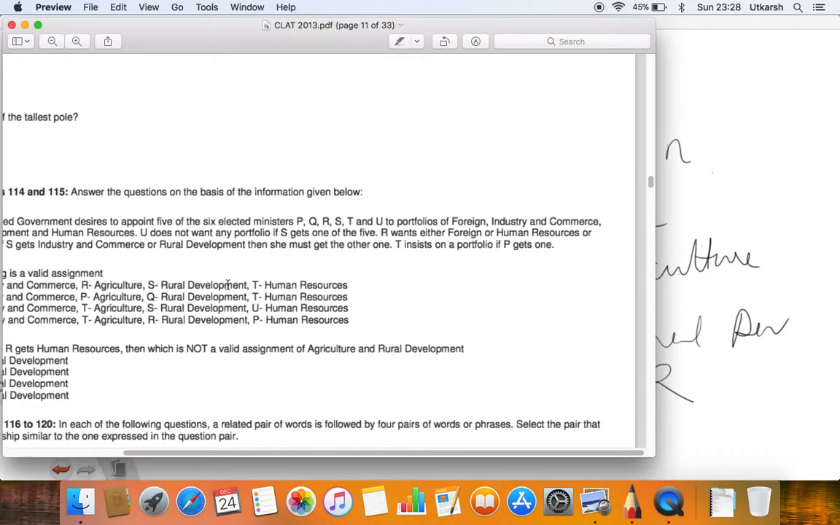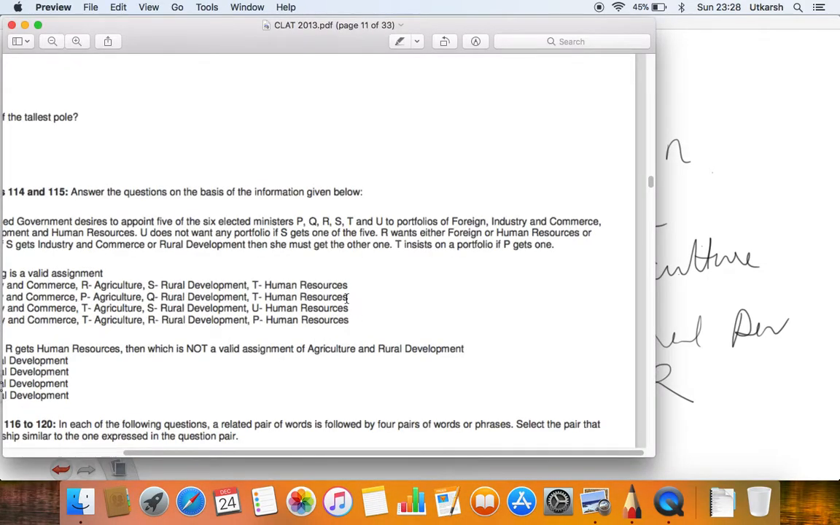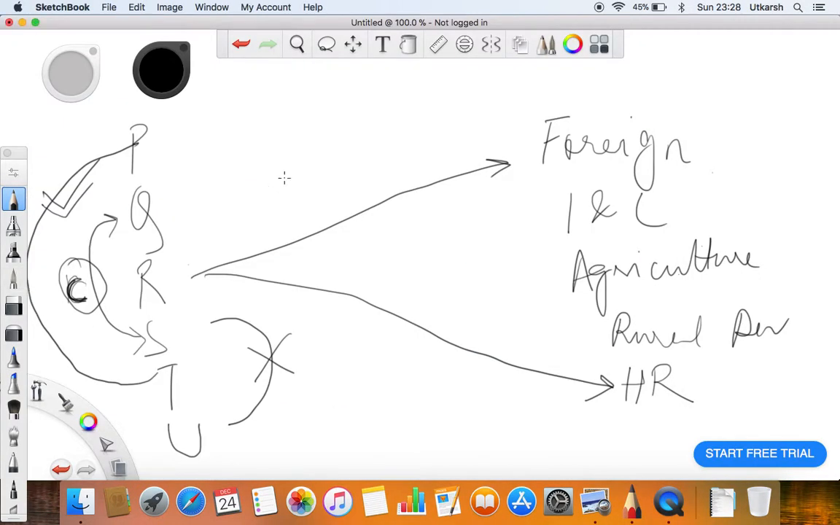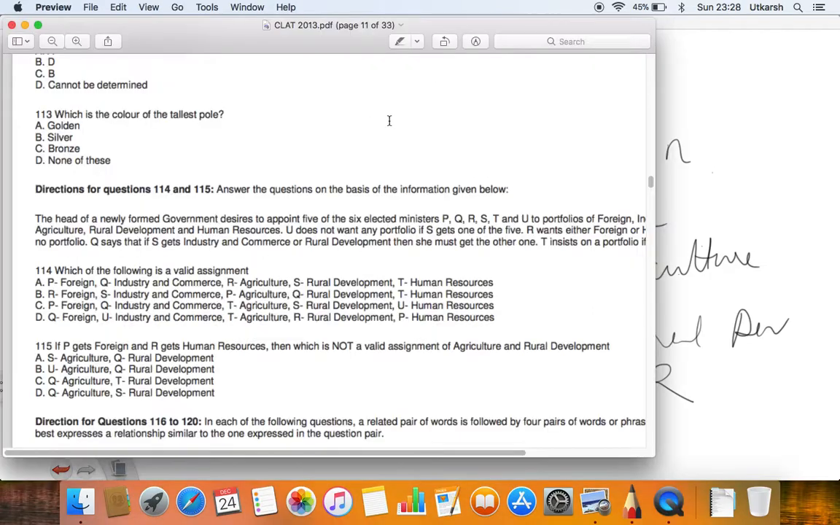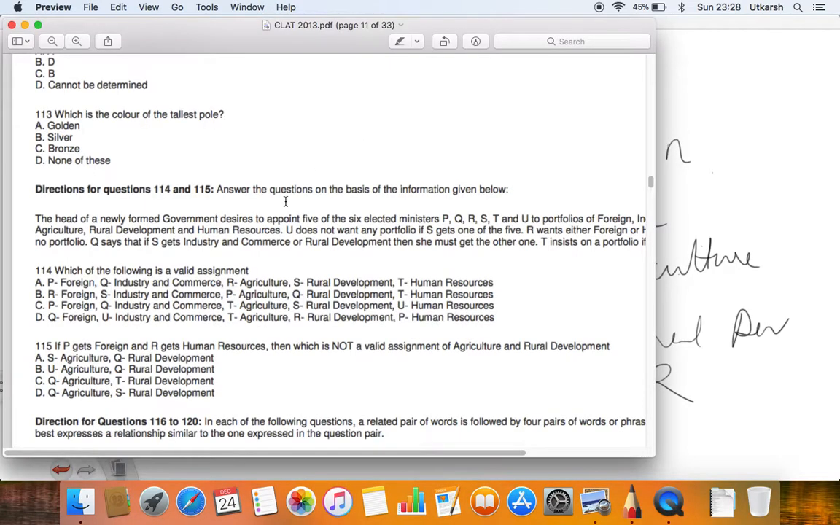So now let's start eliminating the options. Let's start with the simplest one, right? S and U cannot be together, because here it says U does not want any portfolio. So wait, let me list the options here. A, B, C, D. All right. So S and U cannot be together. Here S and U are together. So option C is gone, right?